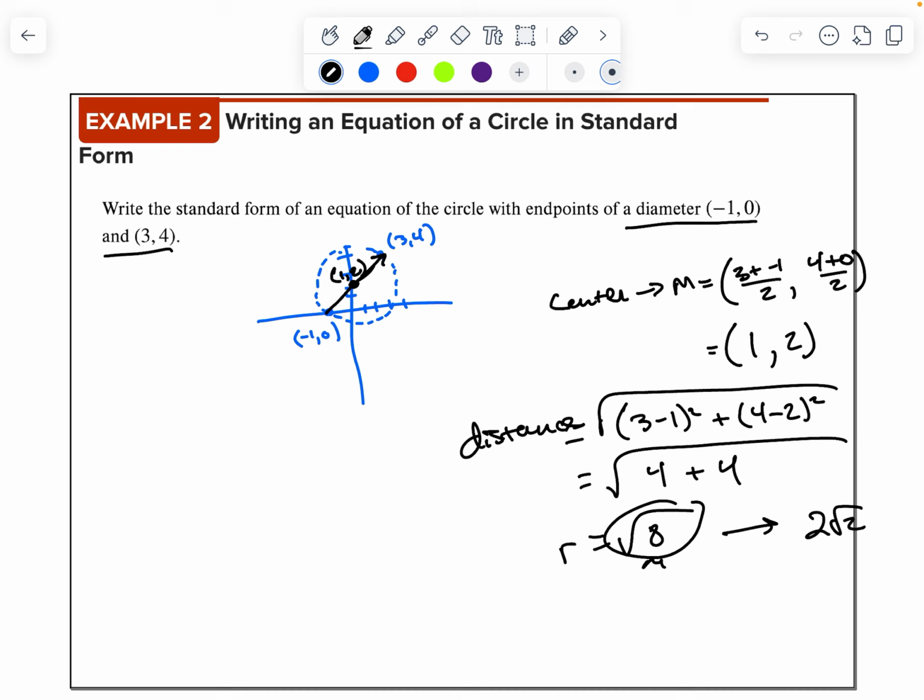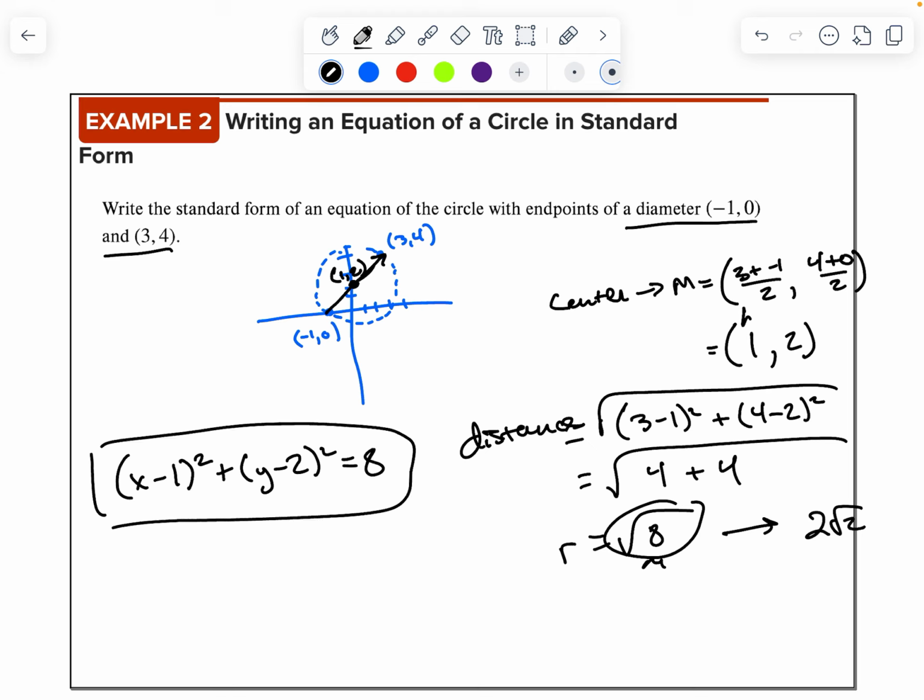So now if I want to sub in and find the actual formula of the circle, the standard form equation of the circle, I'm going to use my x minus h squared plus y minus k squared equals r squared. And the square root of 8 squared we can simplify. That's just 8. There is our standard form of our circle. Here's our h, there's our k, there's our r right there.